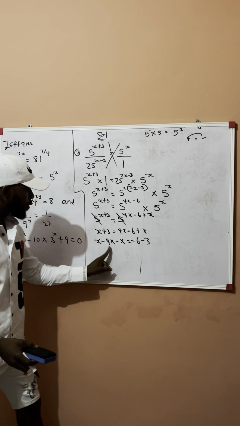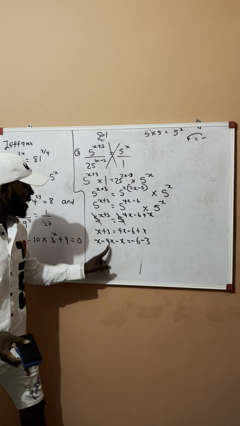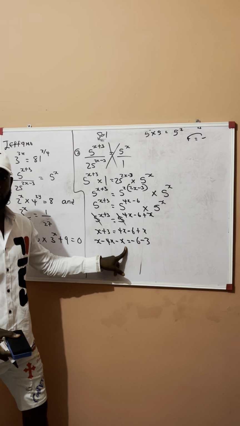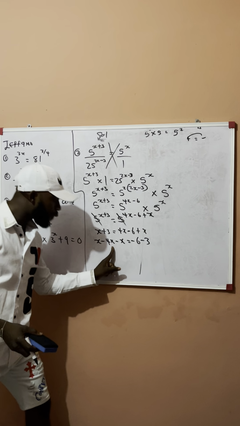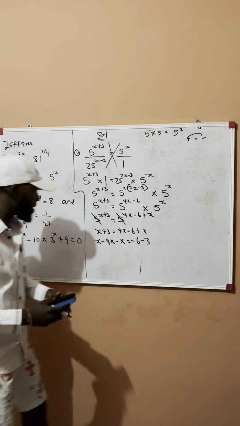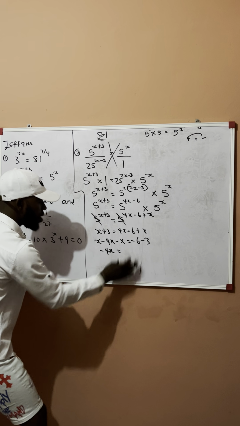Now, x minus 4x is minus 3x. Minus 3x minus x is minus 4x. So here becomes minus 4x is equal to.